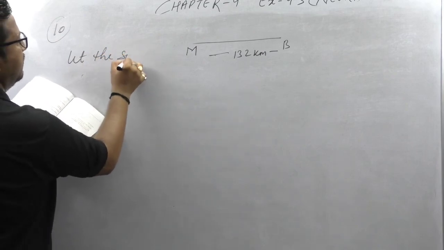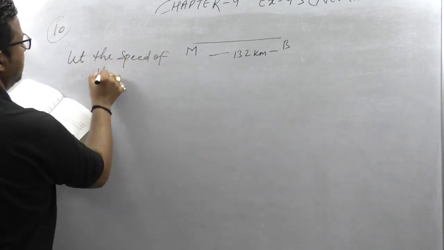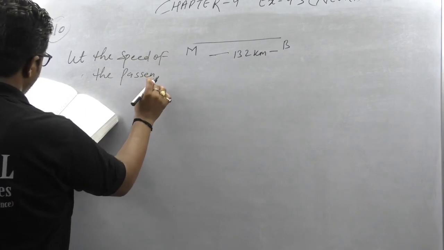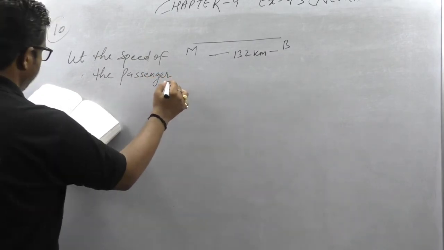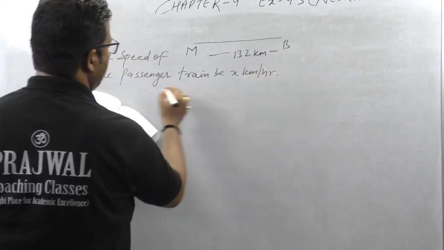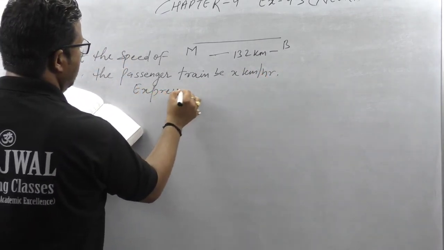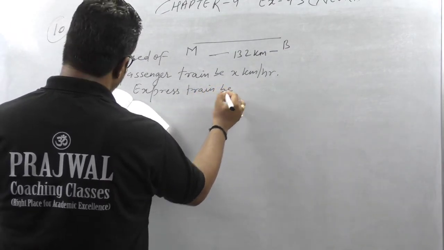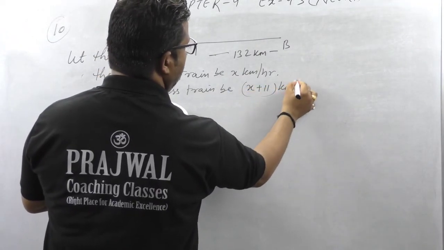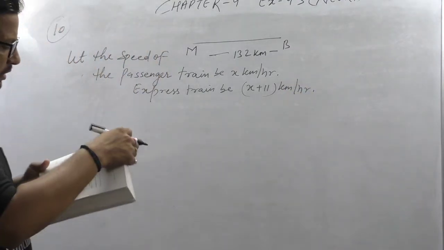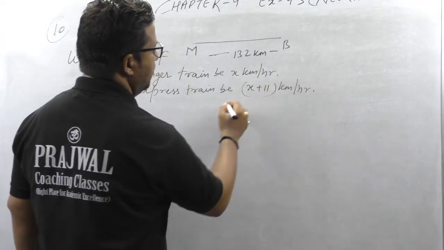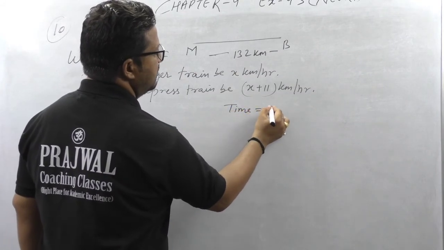Let the speed of the passenger train be x kilometers per hour. Alright, so it is given in the question, the express train speed is how much? It is given that the average speed of the express train is 11 km more. So it will be x plus 11 km per hour. Now we already know, and it is given that the express train takes 1 hour less. So we already know if you want to find time, the time formula is always distance upon speed.